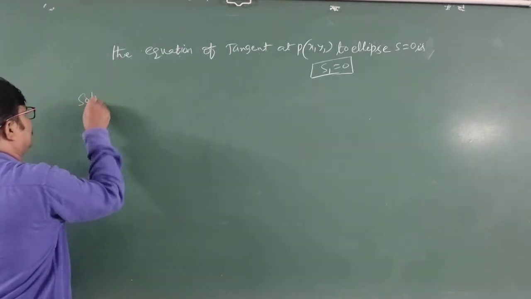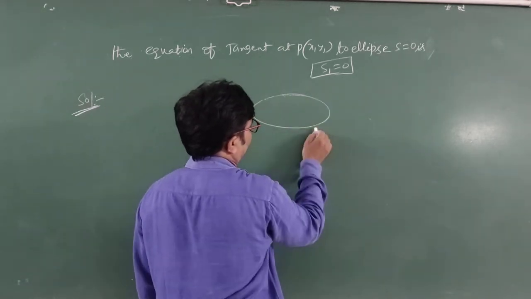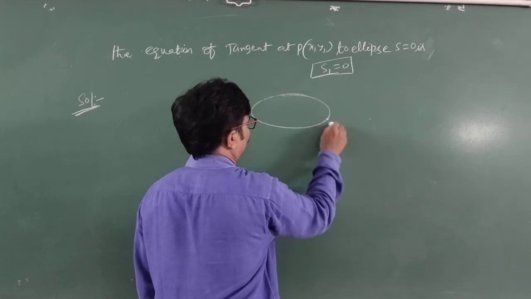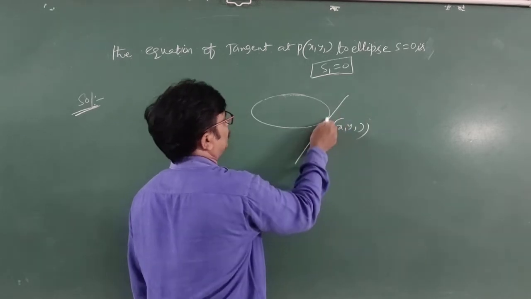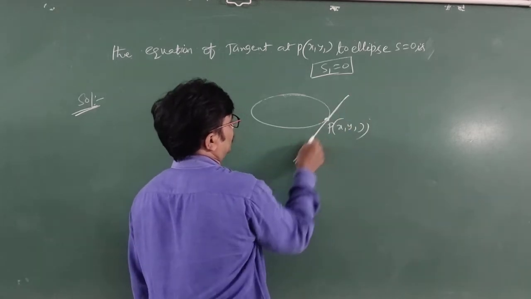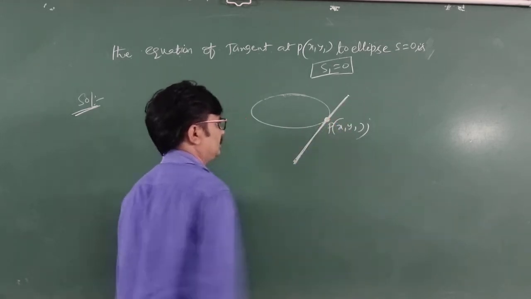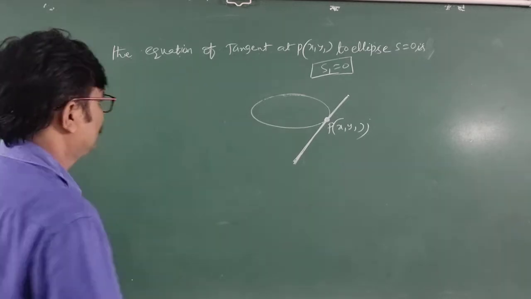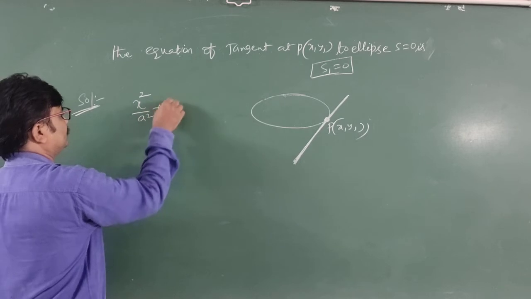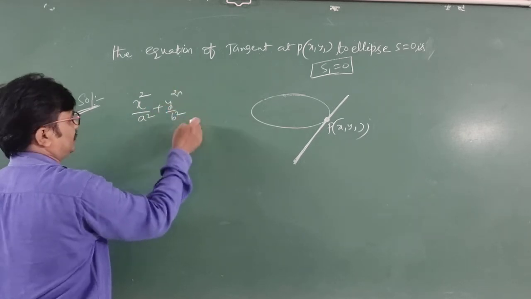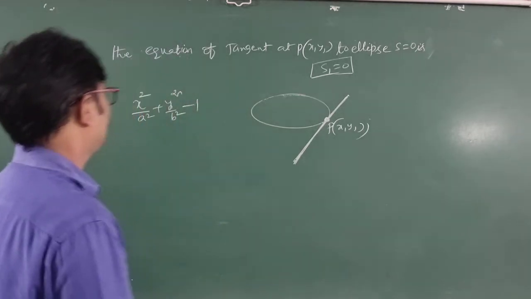Now we see another method. Just now we discussed what a tangent means. Suppose P(x1, y1) is a point on the ellipse. This is the tangent. If a line meets the curve at one and only one point, then it is called a tangent. The given ellipse S is x square by a square plus y square by b square minus 1. Okay students, this is the equation of the ellipse.